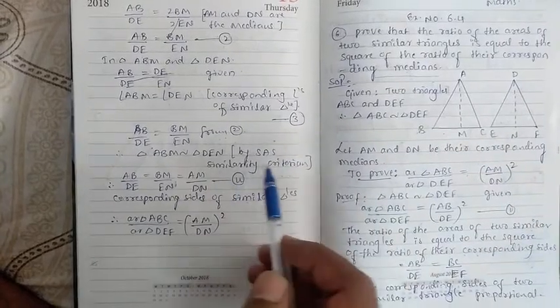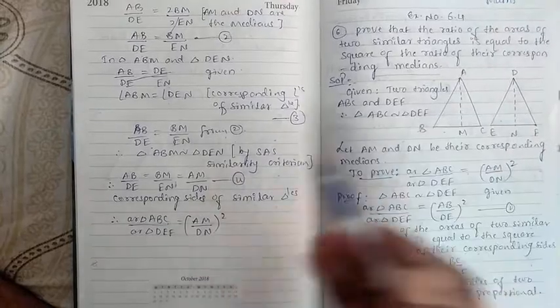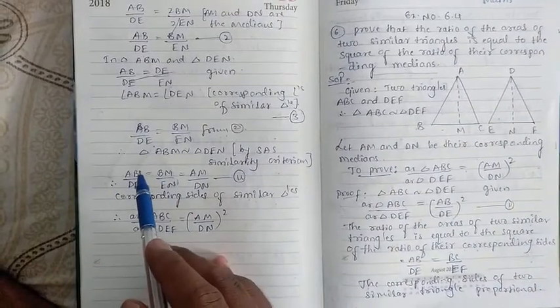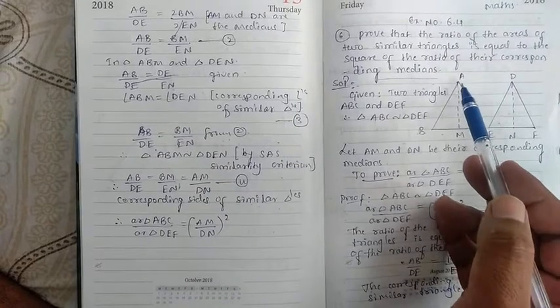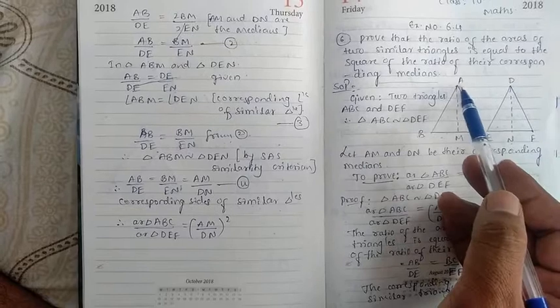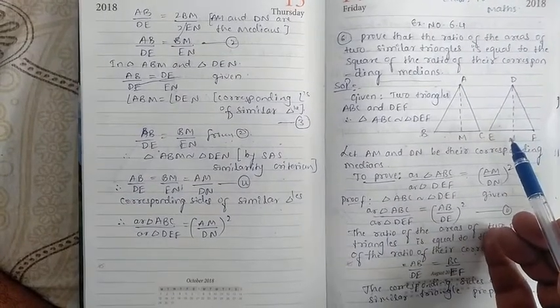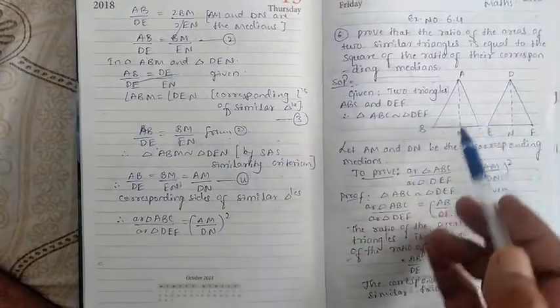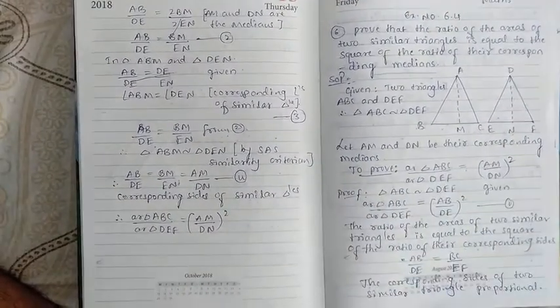Correct. So these two triangles are similar, which means all their corresponding sides are in the same ratio, that is AB divided by DE is equal to BM divided by EN is equal to AM divided by DN. You can say this because the corresponding sides of similar triangles are proportional.